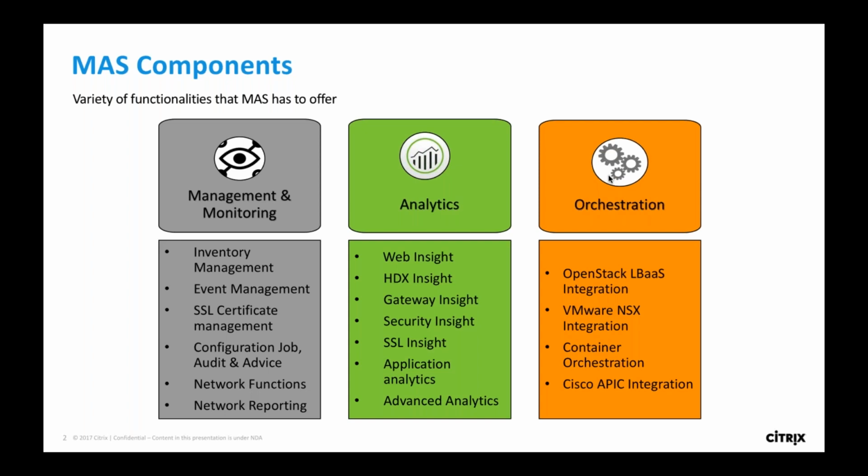We have a bunch of different products in the Insight family. Web Insight for HTTP and SSL-based applications. HDX Insight is for Citrix, ICA, XenApp, XenDesktop use cases. Gateway Insight for your SSL VPN unified gateway users. We provide a deep level of SSL insight as well, the different types of SSL traffic that's going through your NetScaler, the different types of signature algorithms, the certificate strengths, and things of that nature. Advanced analytics and application analytics. One of the things we're going to show you is that MAS has the ability to collect all this data from all of your ADCs, no matter where they're at, on-prem, in cloud, it could be in Azure, AWS.